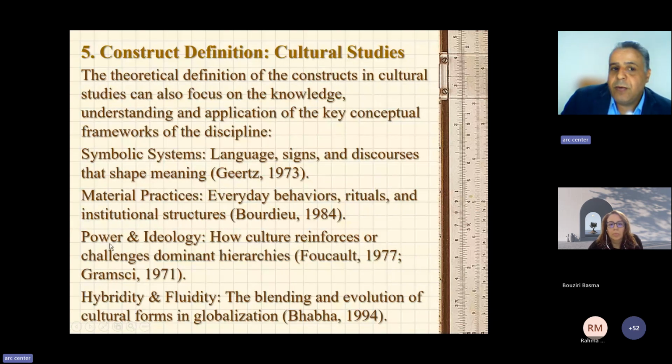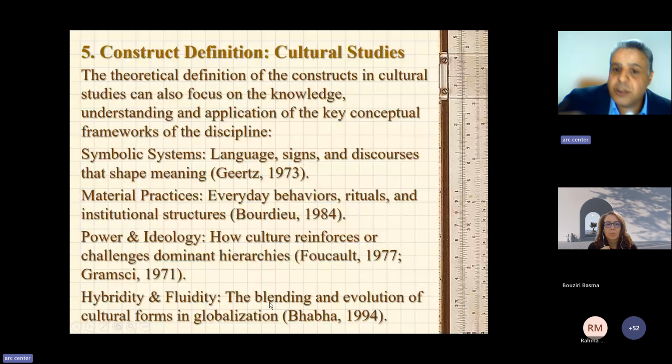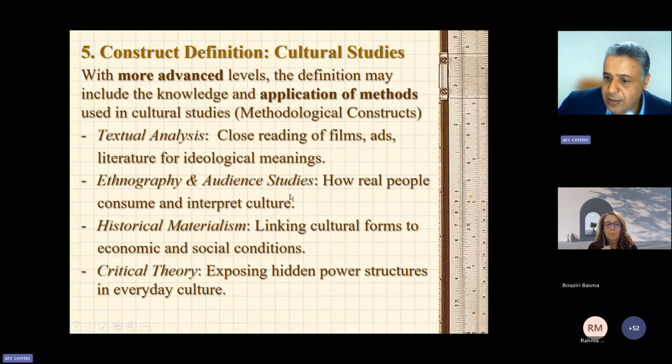With more advanced levels, the definition of the construct can have a methodological dimension. Here we focus more on textual analysis. In your test, you will have analysis of text, for example. Students will be required to make a close reading of films, ads, and literature for ideological meaning. What is the ideology behind that text? And then ethnography and audience studies: how real people consume and interpret culture.